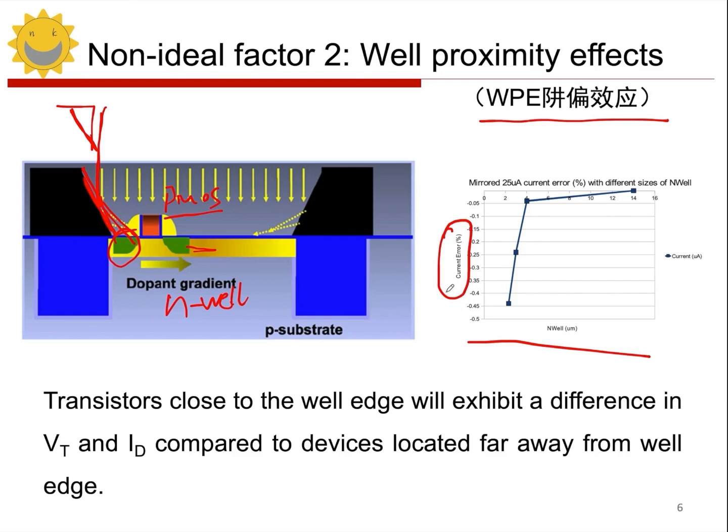So we can see that the current mirrors near the edges of the N well have a very high deviation. And then, as we move away from the edge of the N well, we can see that the deviation gradually decreases. And when we reach about 14 micrometers, it's almost gone. It's almost gone, or at this point, it's actually acceptable.